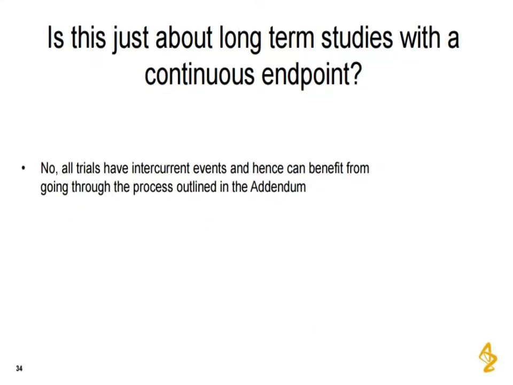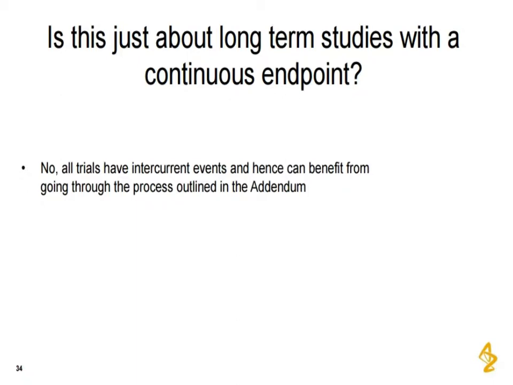The addendum to E9 has been looked at differently in different therapeutic areas. In areas like diabetes, asthma, COPD, where you have typically 1, 2, or 3 year clinical trials, looking at, in some cases, a continuous endpoint, in some cases exacerbations, so it's not quite the same, but in all of those cases, they can see how the framework works. In oncology, for example, there's been a lot more reticence about the framework, and they've taken a little bit more convincing. But I would say that all studies can benefit from utilizing the framework.